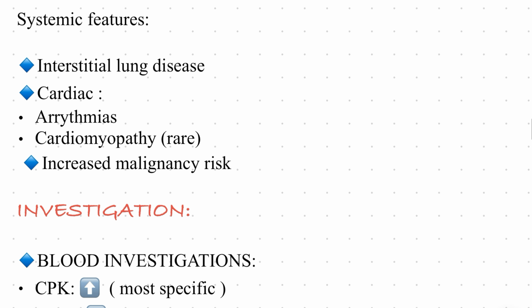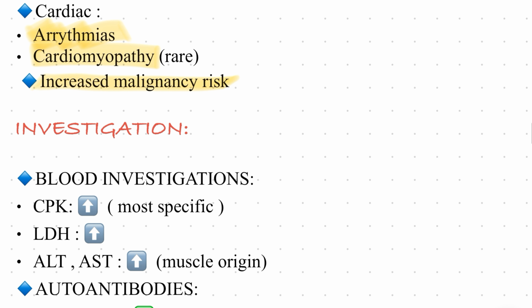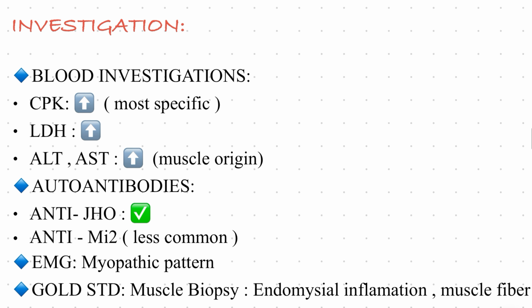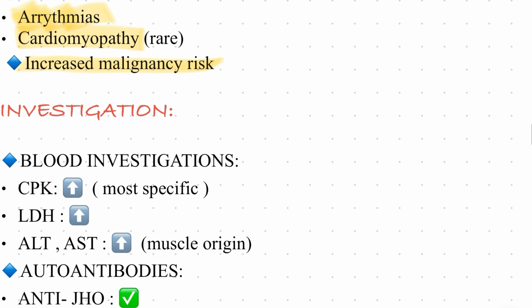Then coming to other systemic features, interstitial lung disease, ILD, will be seen. Then cardiac, rarely we will find cardiac symptoms or signs. Then it will be arrhythmia or cardiomyopathy, which is extremely rare, and increased malignancy risk. In myositis, polymyositis has the highest malignancy risk. You need to remember that.